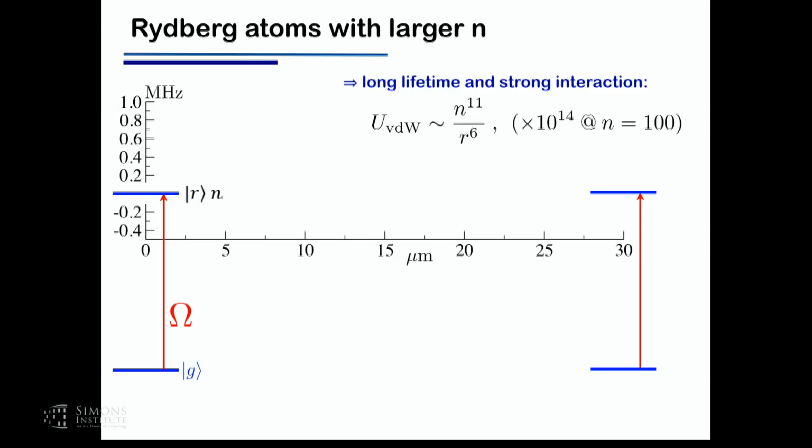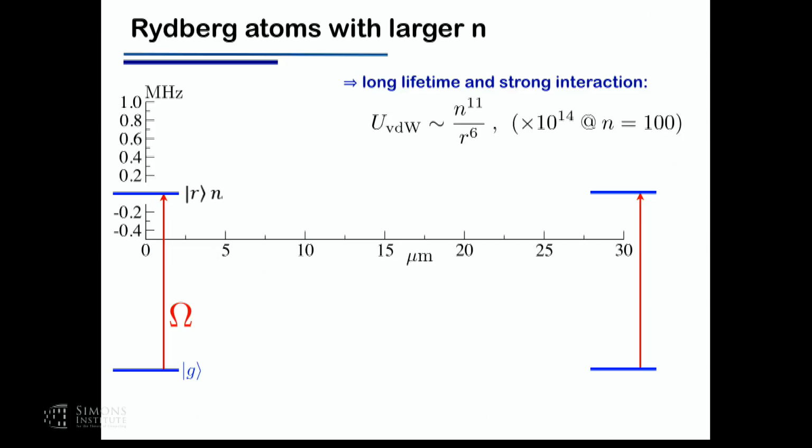So in particular, one consequence of that is that if you start with atoms which are very far away and which you try to excite resonantly, for example, trying to drive Rabi oscillations, what will happen is that these atoms will be excited independently from each other. So these Rabi oscillations will proceed independently.